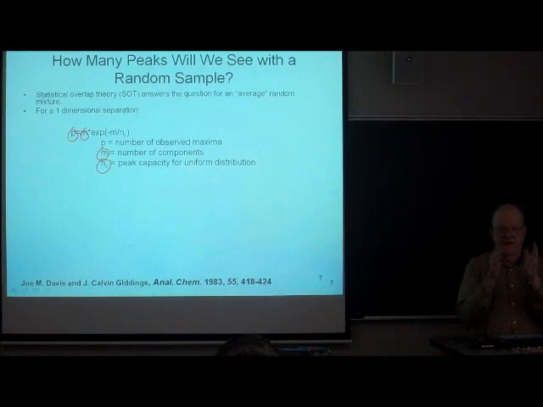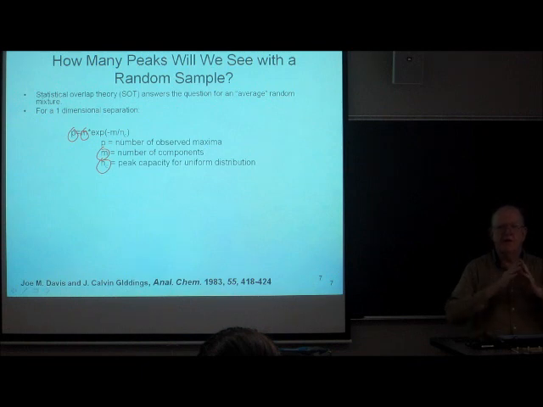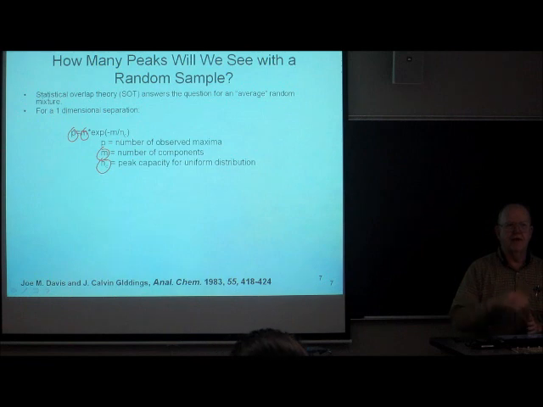So if it happens that a peak is pure, you count it once. If a peak has two components but there's only one peak, count it once. If a peak has 10 components in it but there's only one peak, you count it once. It's the total number of actual maxima that you will observe on average.